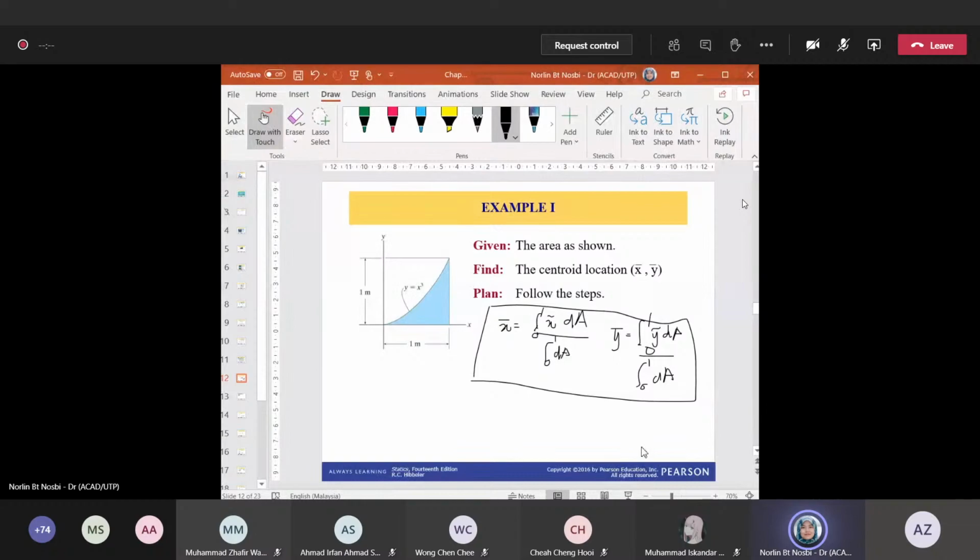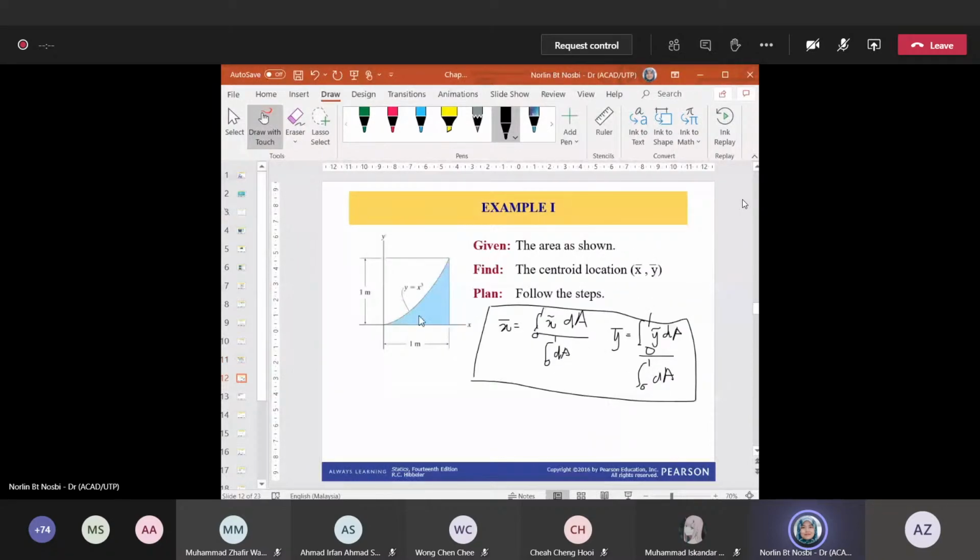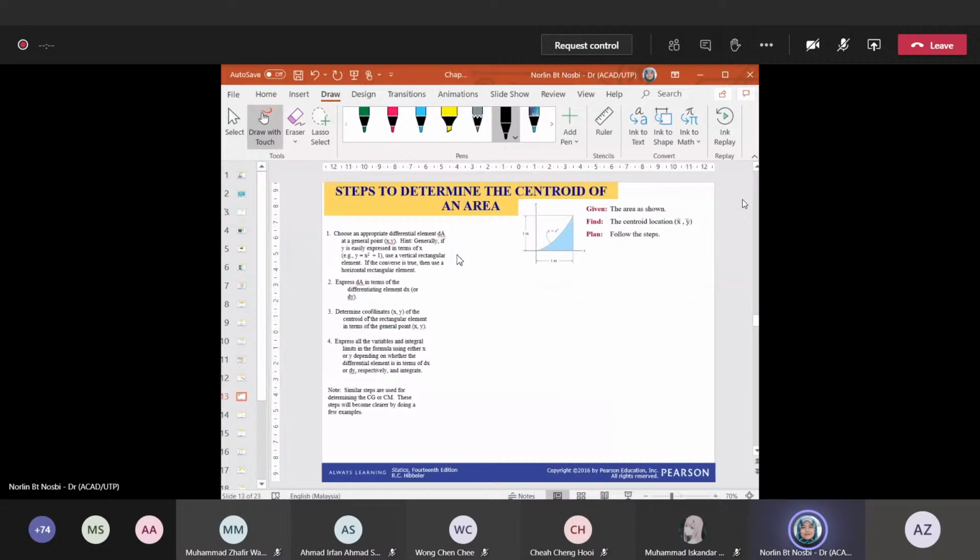So how can you find the centroid when the shape is like this? It is difficult, right? How to find it? So you need to follow the 4 steps. Okay, the first step is you need to choose an appropriate differential element. So you need to choose either vertical or horizontal.